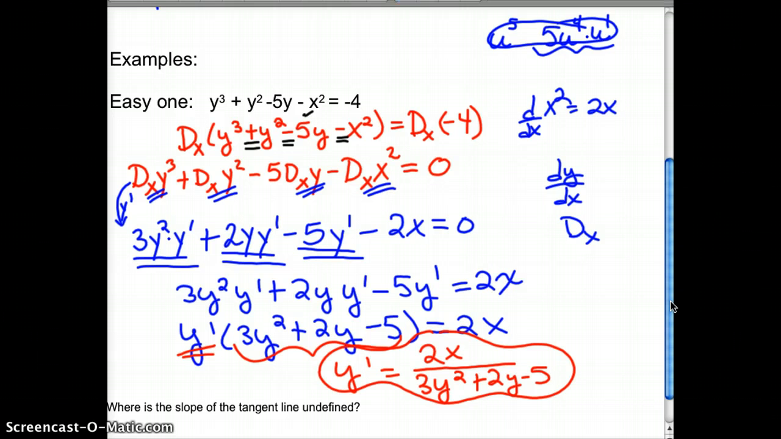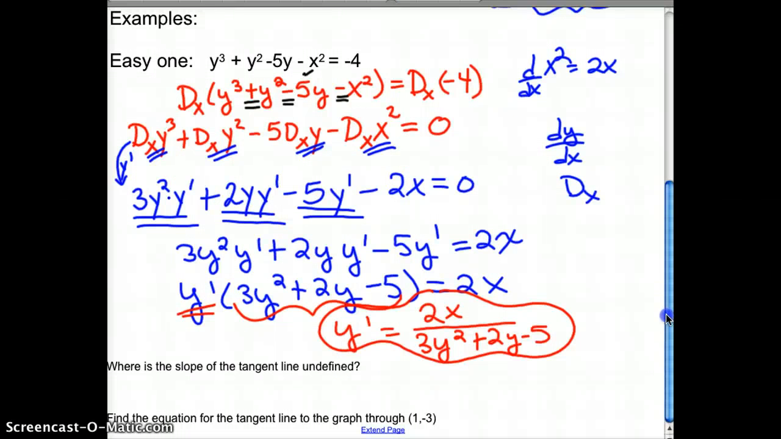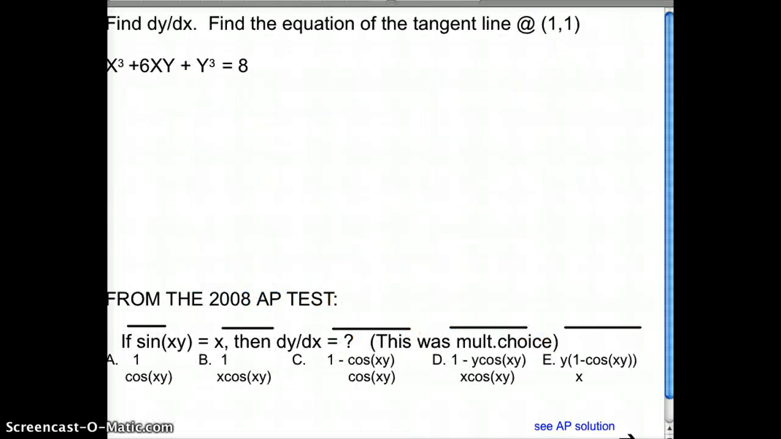So what I would like to do next here, I don't think I'm going to answer these questions at the bottom quite yet. I'm going to save those for tomorrow. I will cover that. I want to do one more example of this, and then I want to do an AP problem that involves this, that has some trig in it.